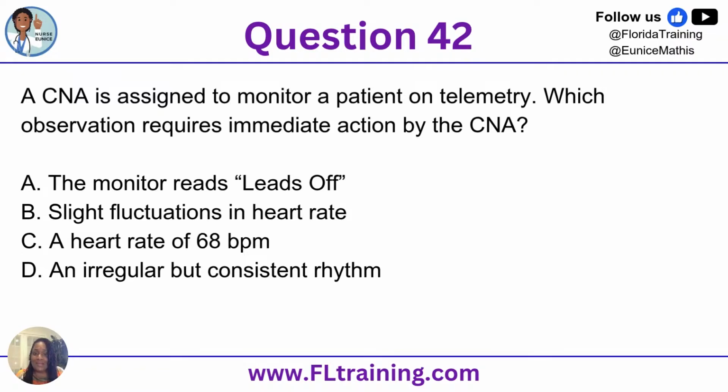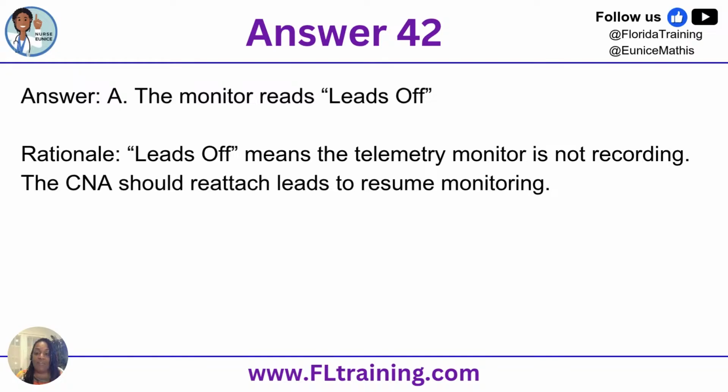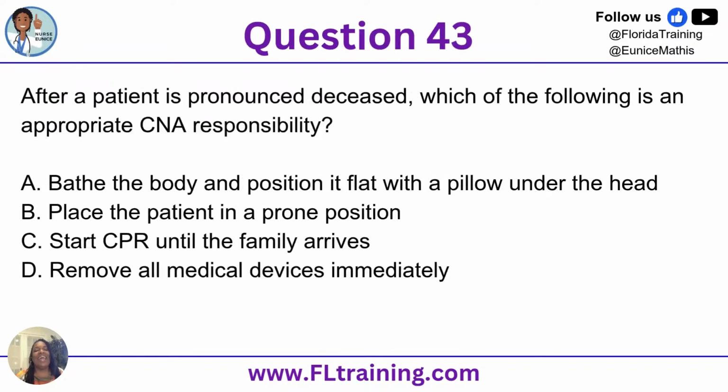And then an irregular but consistent rhythm, not everyone's rhythm is normal sinus rhythm. Some people have atrial fibrillation, and so that rhythm is consistently inconsistent. It's consistently inconsistent, but it's not like right now it's 70 and then it goes to 30. It's going to be irregular between maybe 65 and 75. So the one that you'd be concerned about would be A, because if it's showing that the leads are off, what happened to your patient? Where are they? Go locate them ASAP, or for medical terms, stat.